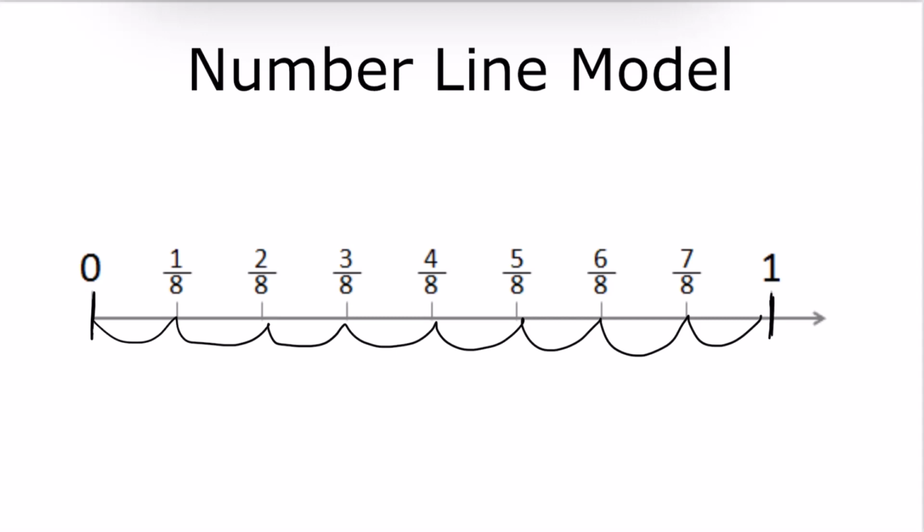And the number line model is really useful, especially once you start working with improper fractions, because this number line keeps on going. And you could split the space between 1 and 2 up into equal sized spaces, and you would have 9/8 and 10/8 and 11/8 and so on and so forth. And so the number line model is really good for extending the idea of fractions into improper fractions.